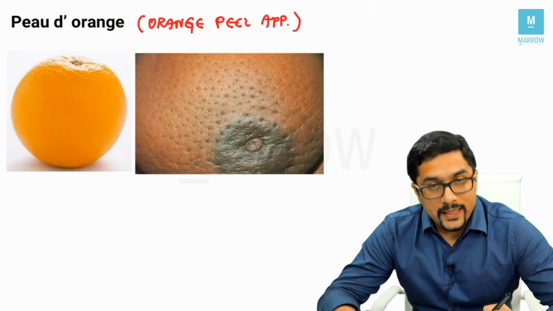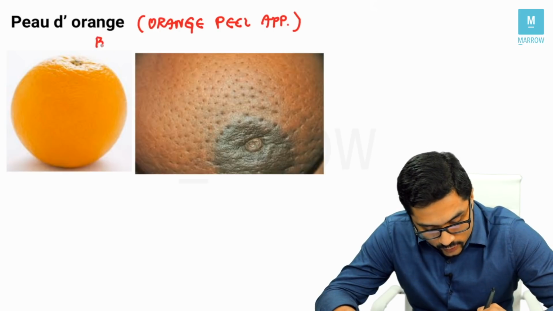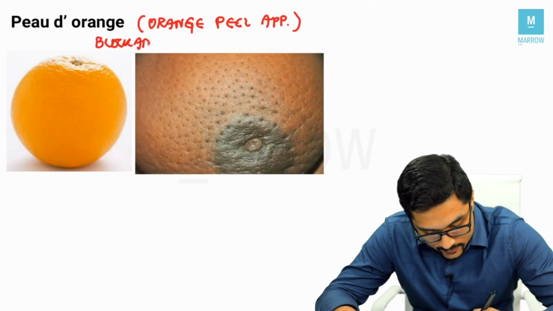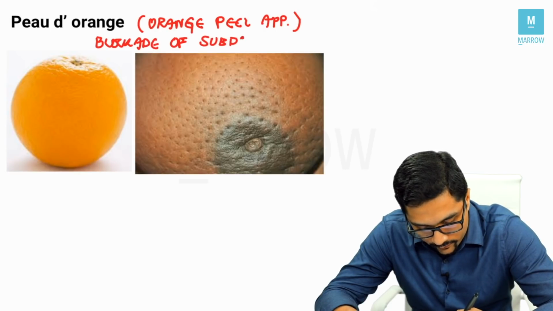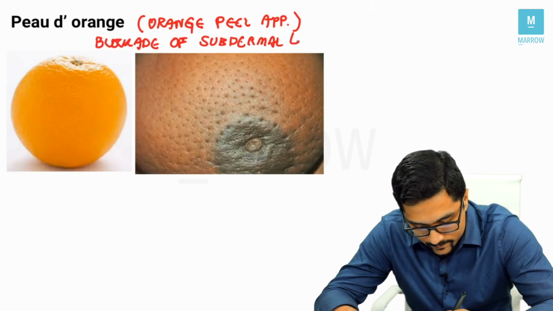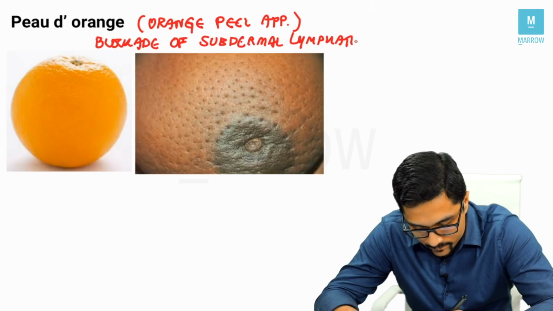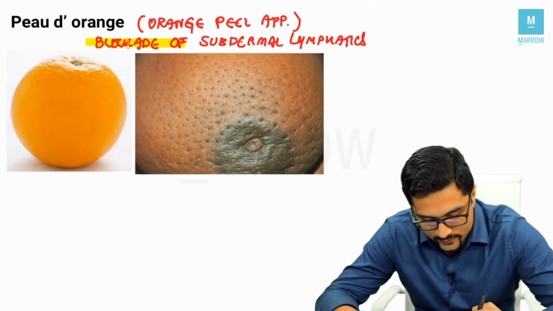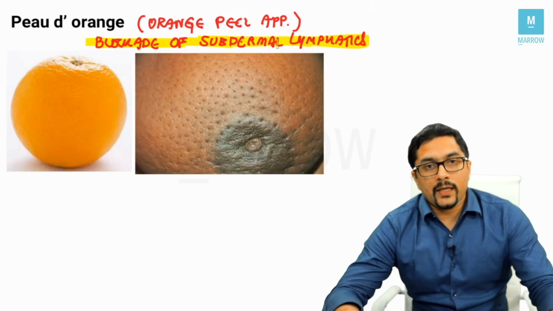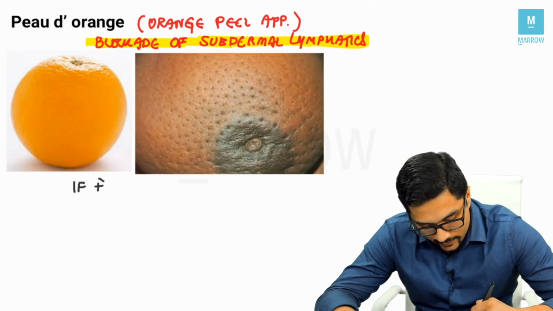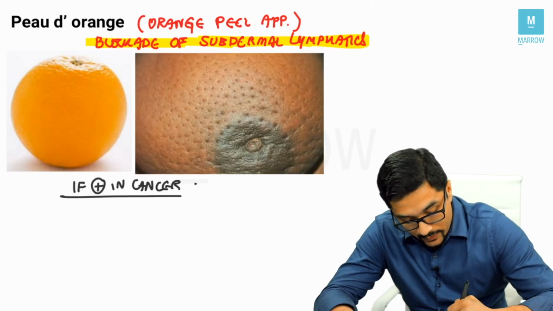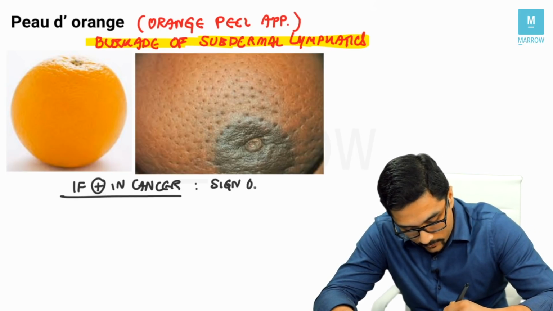Orange peel appearance or PDO, why does this occur? This occurs due to blockade of subdermal lymphatics. This has been asked many times. Due to the blockade of subdermal lymphatics, there can be this orange peel appearance. And if present in cancer, this is a sign of skin involvement.